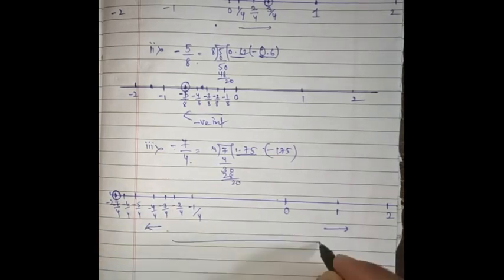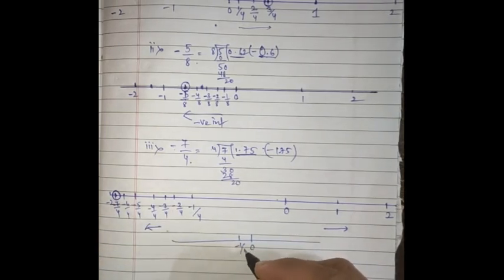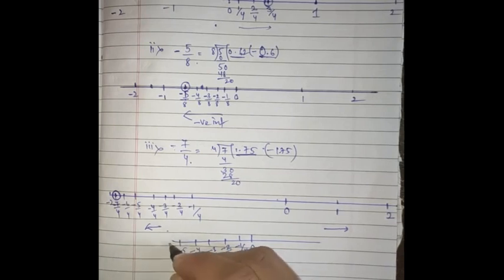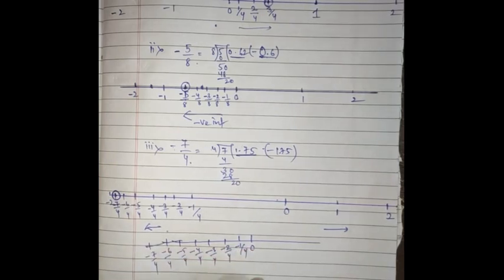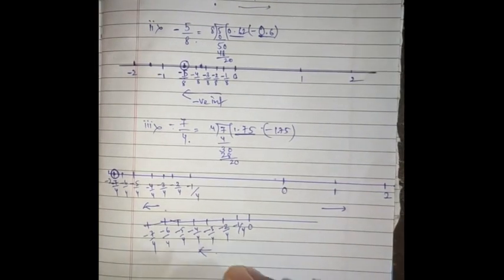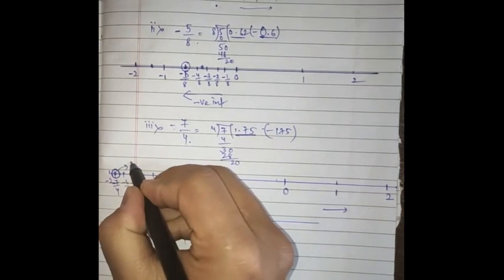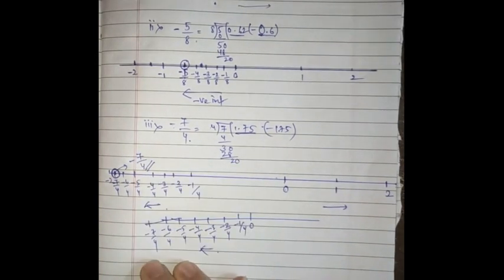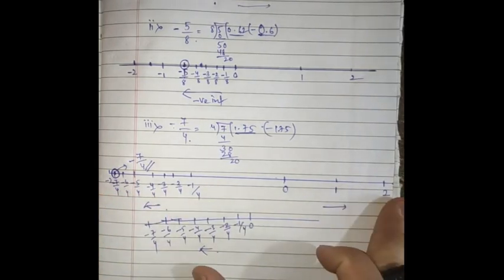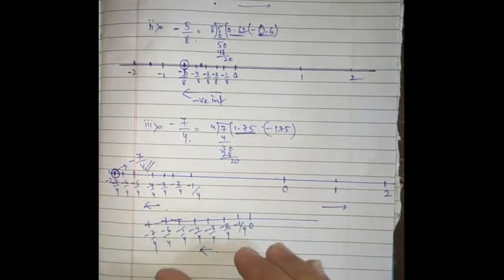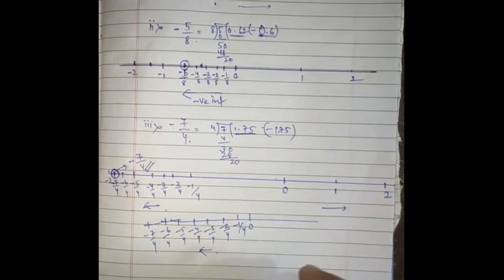Or simply you could have done this: 0, minus 1 by 4, minus 2 by 4, minus 3 by 4, minus 4 by 4, minus 5 by 4, minus 6 by 4, minus 7 by 4. This could also be correct. Okay, so if you are making it like this, it is also the correct form. Here this is representing your minus 7 by 4 on the number line. So in such a manner, you are going to plot or represent a rational number on the given number line.